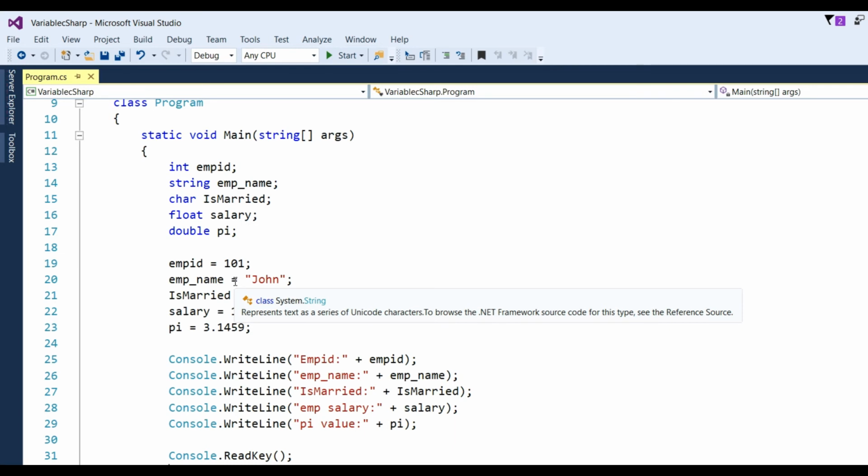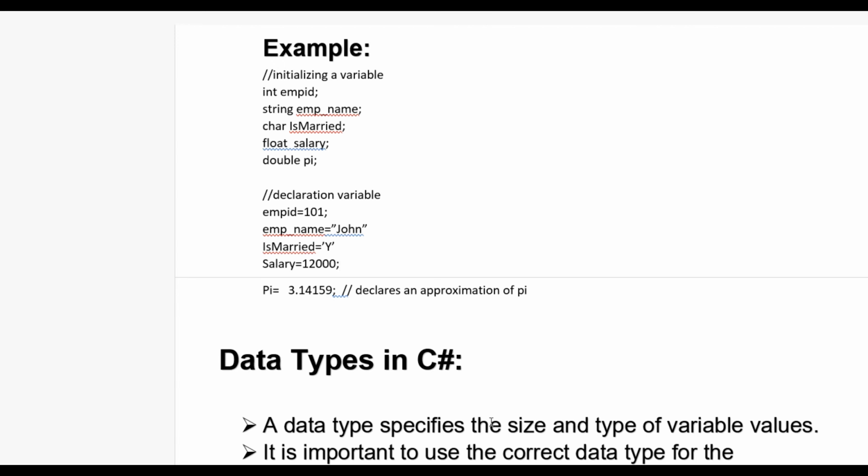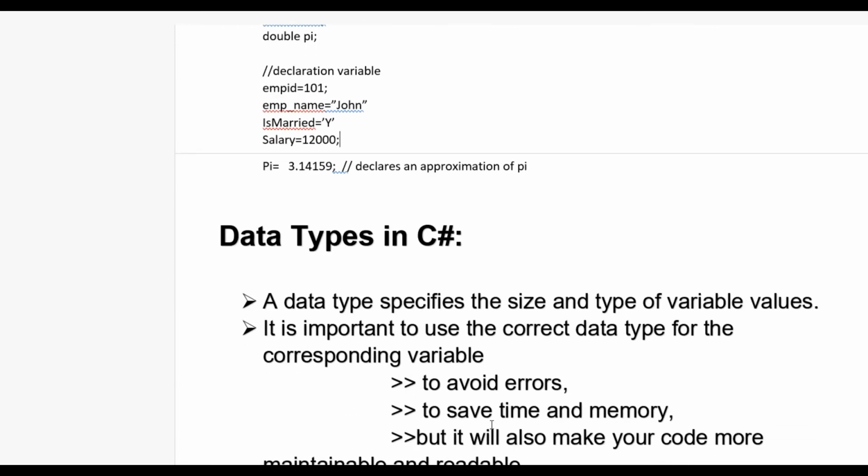Now we will understand the next topic, data types in C#. Let us see what a data type in C# is. A data type specifies the size and type of variable values. A data type defines the size and type of a variable, like integer, float. It is important to use the correct data type for the corresponding variable to avoid errors, to save time and memory, and it will also make your code more maintainable and readable.